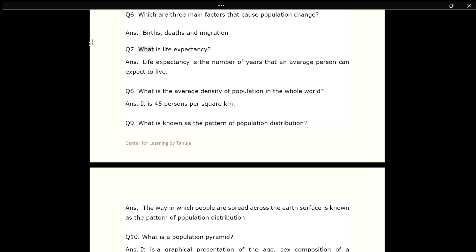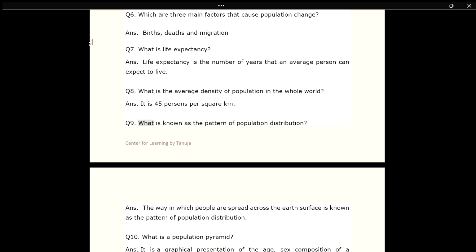Q7. What is life expectancy? Ans. Life expectancy is the number of years that an average person can expect to live. Q8. What is the average density of population in the whole world? Ans. It is 45 persons per square kilometer.